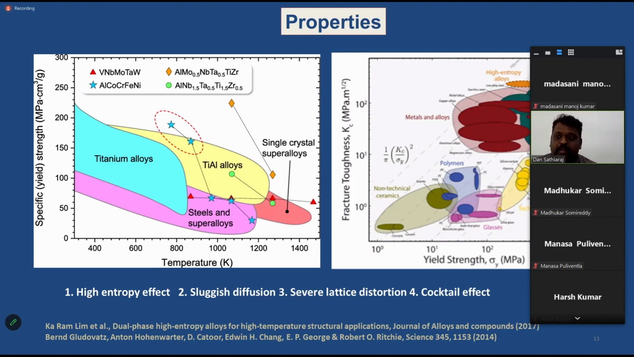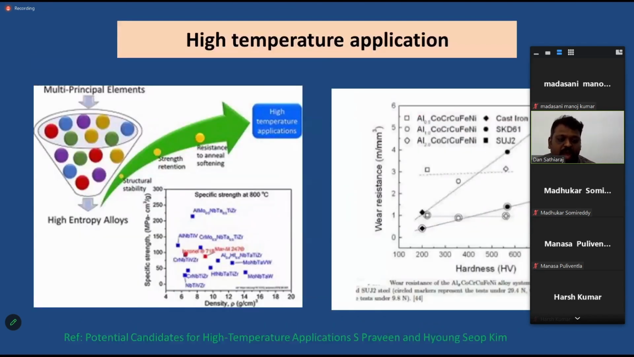even compared to metallic glasses. You can see the toughness value is very good, mainly because of the core effects. I already told you about the sluggish diffusion effect. Because of it, there is very good structural stability. Recrystallization will happen only at very high temperature, so it is very resistant to high temperature annealing. Because of that, we can use it for high temperature applications.